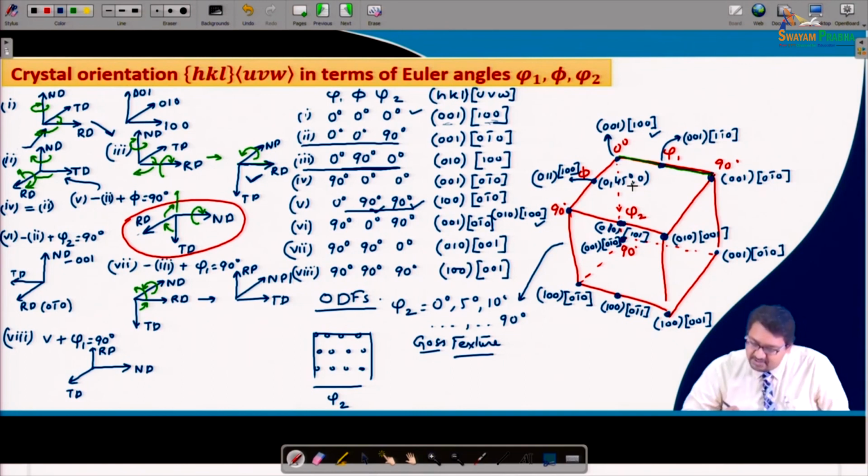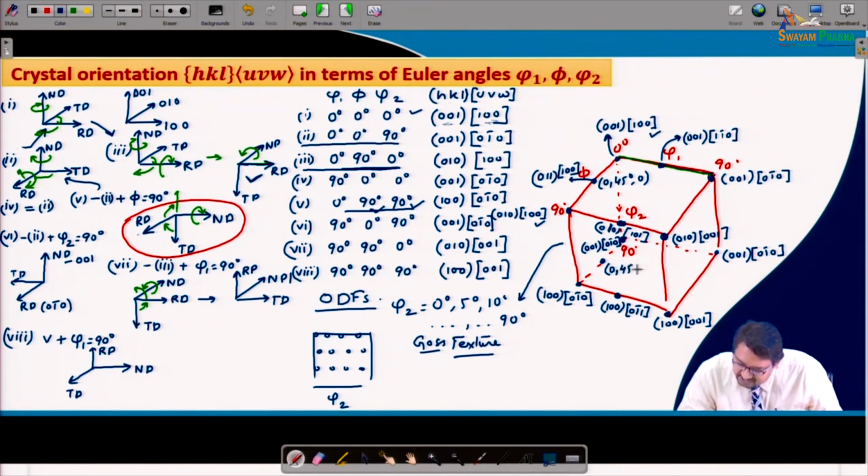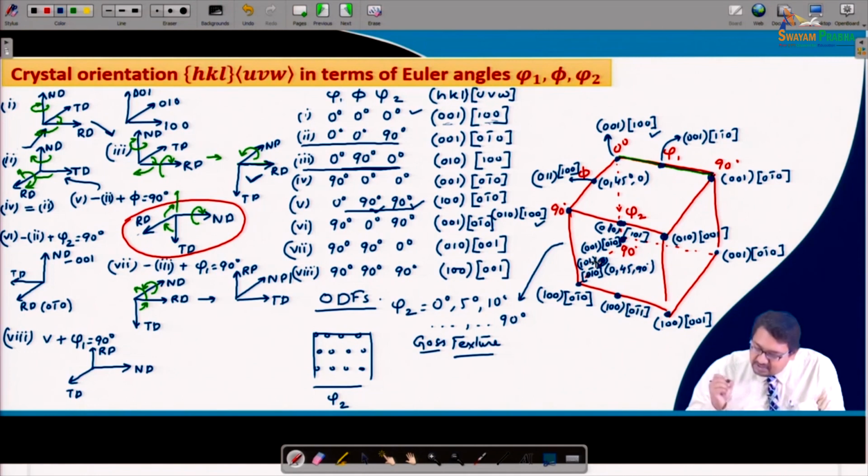In a similar way, if we are adding, you see this and this, where the RD 0 1 bar 0 is constant, and we are showing the texture which is basically the position 0 degree at phi 1 and 45 degree at phi and 90 degrees at phi 2. So, if we are adding the rolling plane, that is 1 0 1, and then the rolling direction is 0 1 bar 0, we are seeing here this position. We can observe the Goss texture.